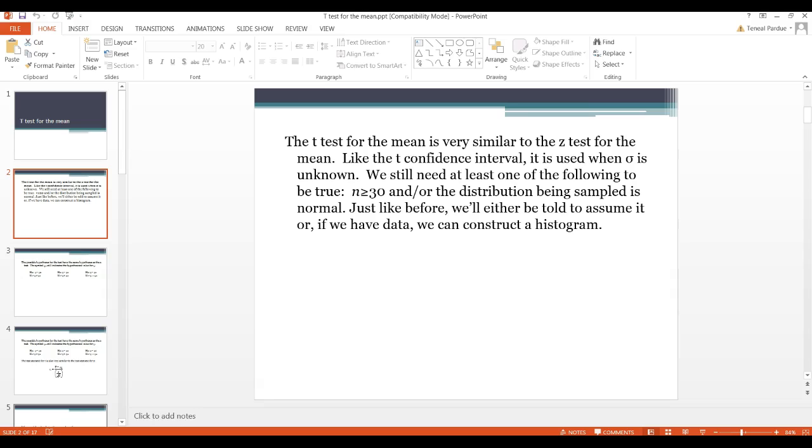So to use this test, just like with the confidence interval for t, we need to know that either we have a large sample size or we're sampling from a normal distribution. Most of the time, I'll just tell you to assume a normal distribution in the problem. But if you have data, you could look at a histogram to see if it looks like it's normally distributed.